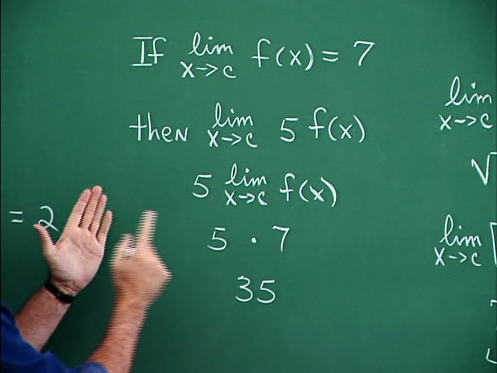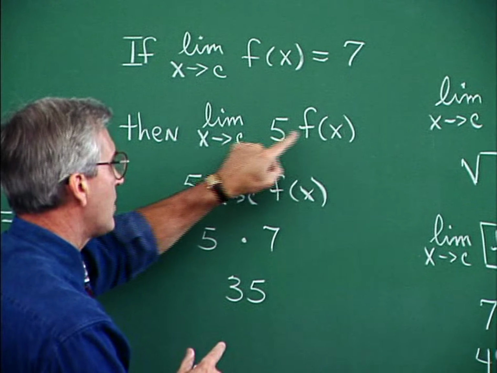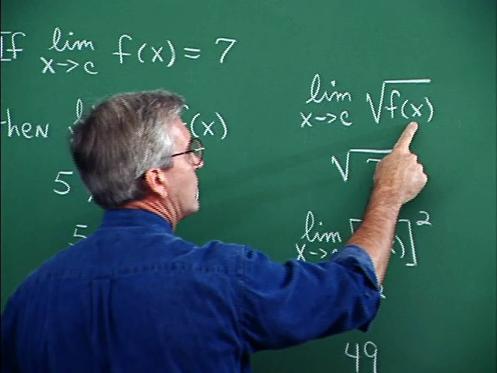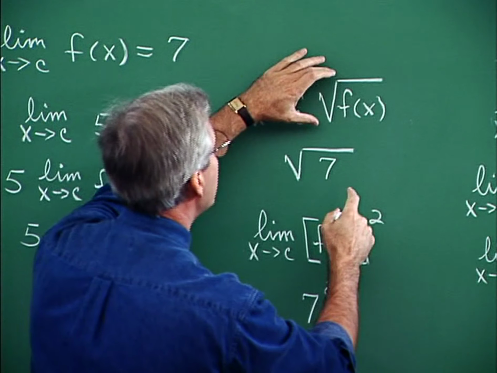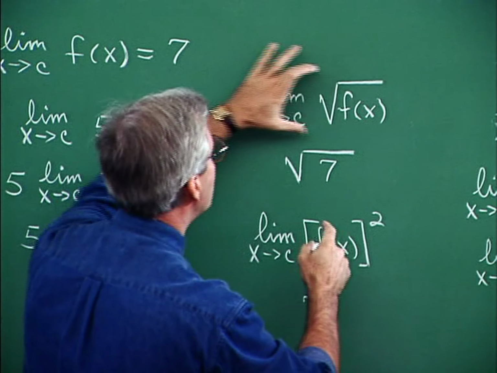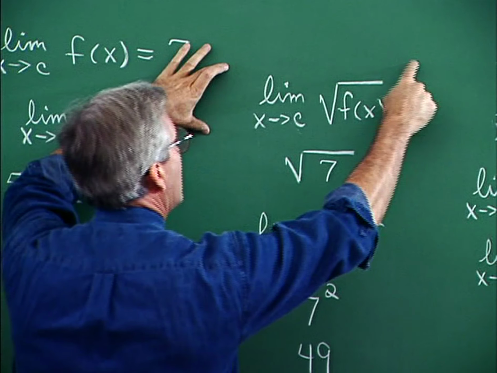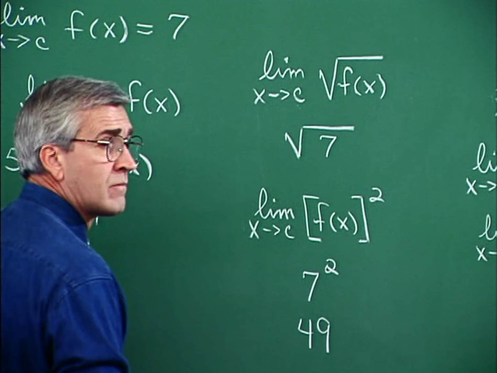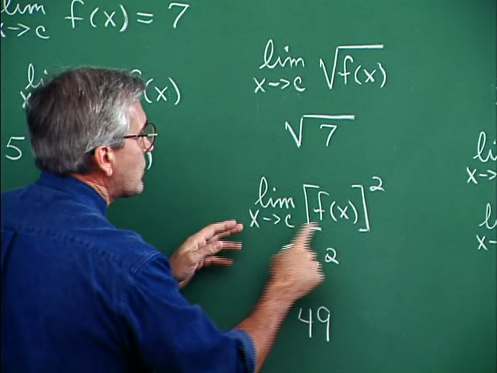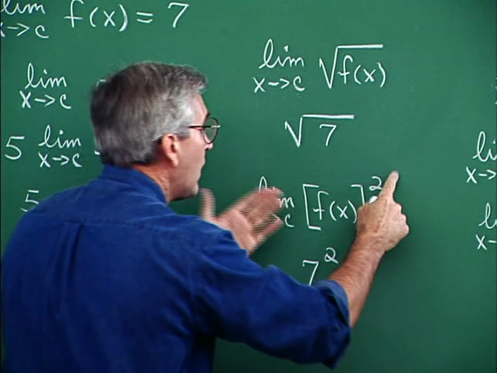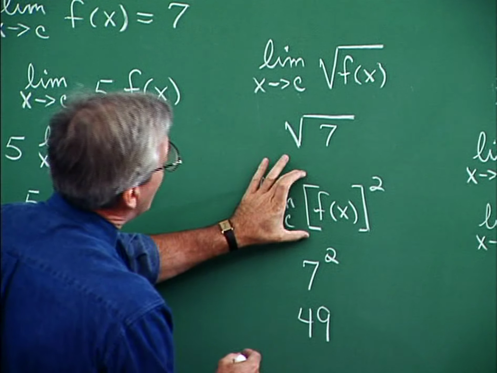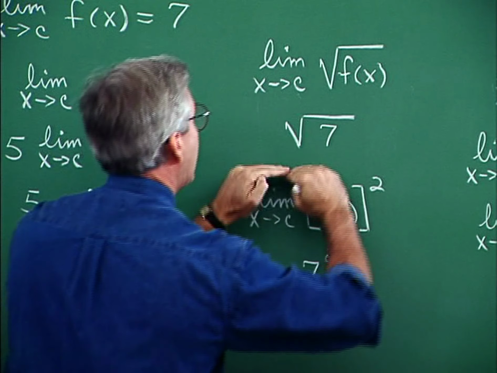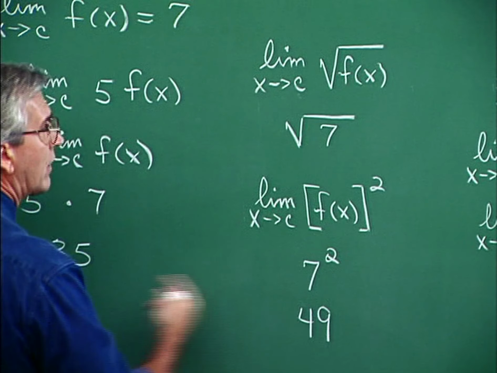The same goes with other operations. All we're doing is taking a real number and multiplying times f of x. But think about taking the square root of f of x. You could think of the square root out here as the square root of the limit of f of x. That limit of f of x is 7, so we get the square root of 7. And here we have the limit as x approaches c of f of x squared. Think of this bracket as being out here, and all we would have is the limit of f of x, and all of that would be squared. So it's just 7 squared, or 49.